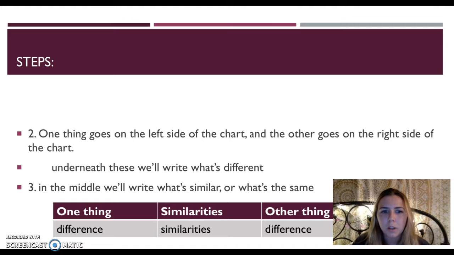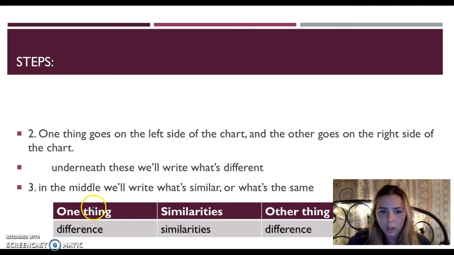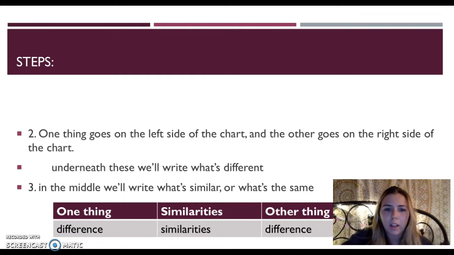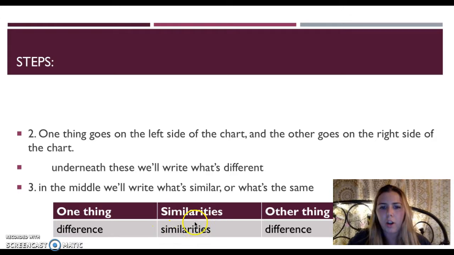Step number 2. One thing will go on the left side of the chart and the other thing will go on the right side of the chart. So once you've chosen the two things, the first thing will go over here, then the second thing will go on this right side. Underneath these columns, that's where we'll write what's different. In the middle of the column, we'll write what's similar, so what's the same. So right under here, we'd write what these two things have in common.